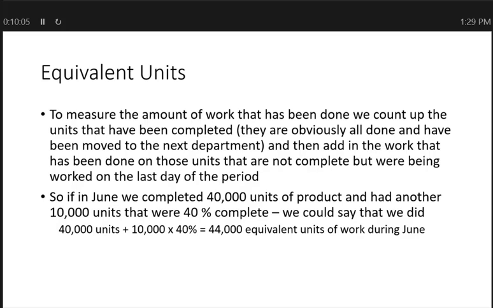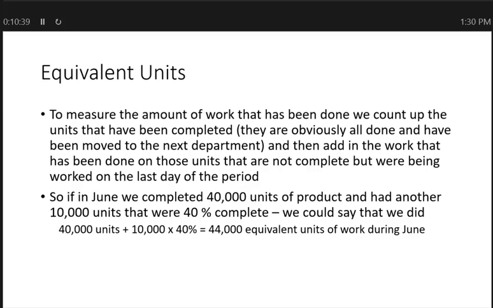with the idea that it takes the same amount of work, same amount of material, same amount of labor to do a unit all the way as it does to do 2 units halfway. That's what we're basing this on. That's why we call it equivalent units. Those are equivalent, so now we can add them together and say that we did 44,000 equivalent units of work during June.